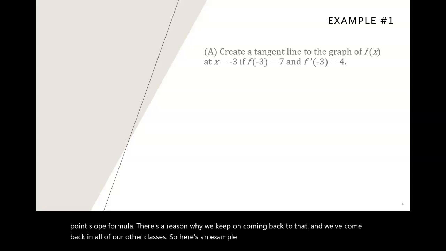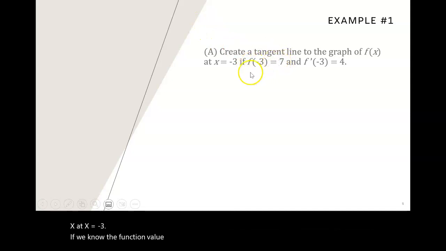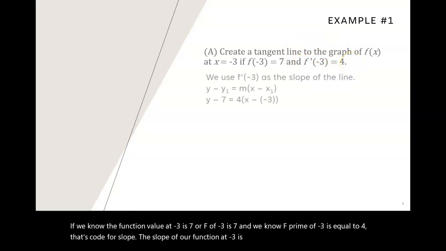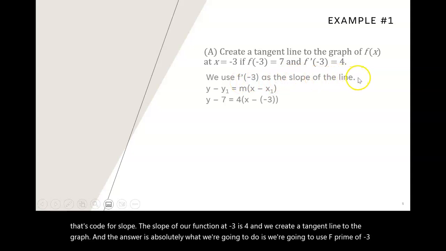Create a tangent line to the graph of f(x) at x = -3 if we know the function value at -3 is 7, or f(-3) = 7, and we know f'(-3) is equal to 4. That's code for slope. The slope of our function at -3 is 4. Can we create a tangent line to the graph? And the answer is absolutely. What we're going to do is use f'(-3) as the slope of the line.